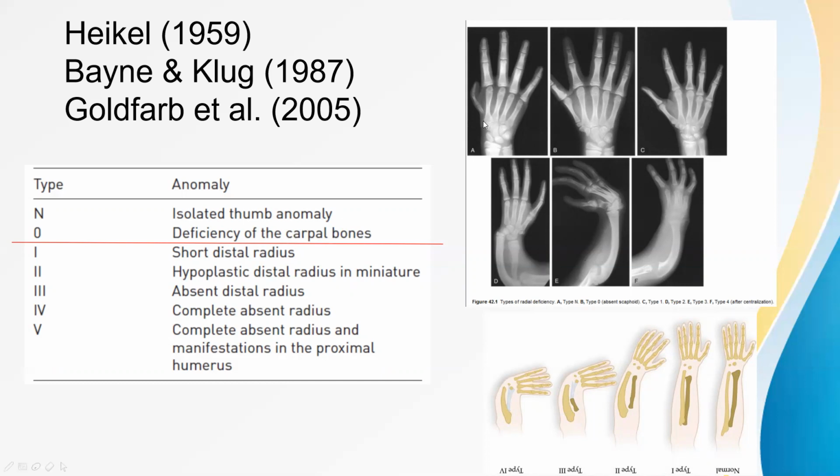Type 1 is usually with the short radius. In type 2, the radius is hypoplastic and minimal. In type 3, the distal radius growth plate is absent. In type 4, the radius is completely absent. And in type 5, it is involving even the humerus.